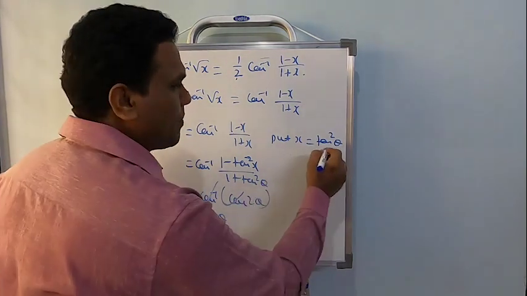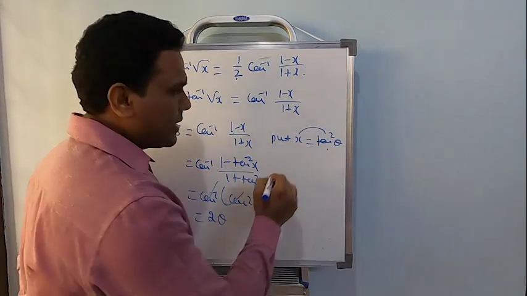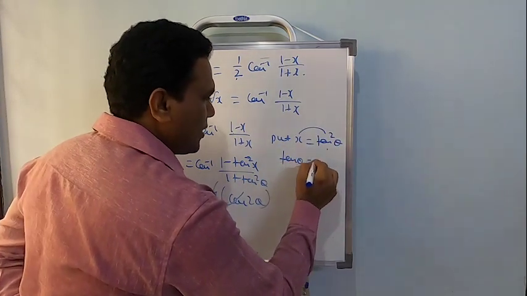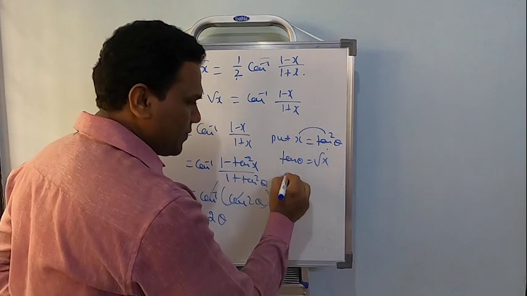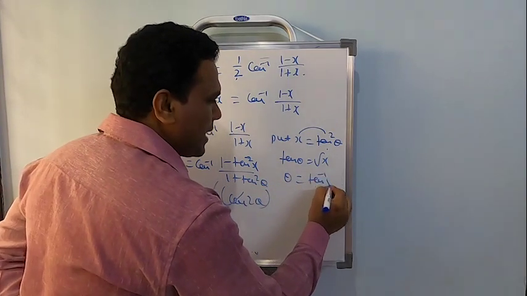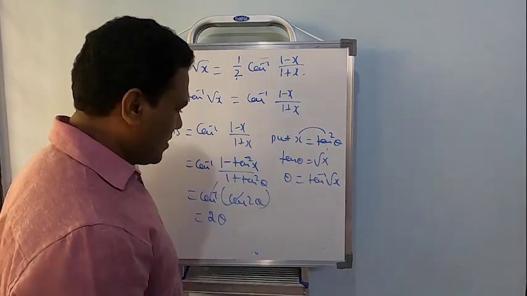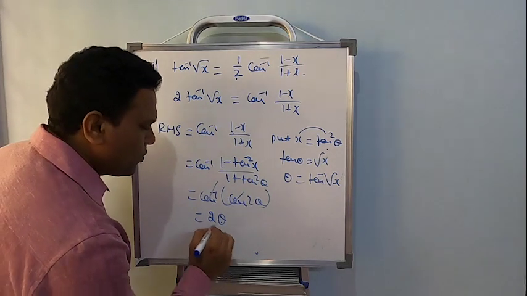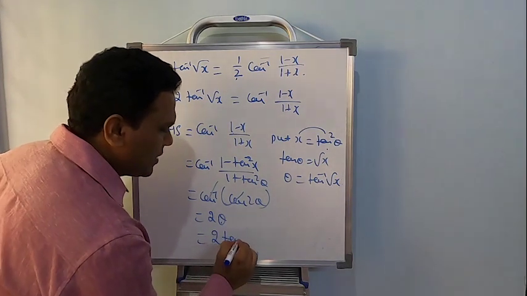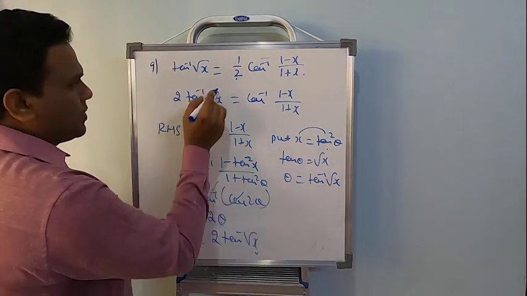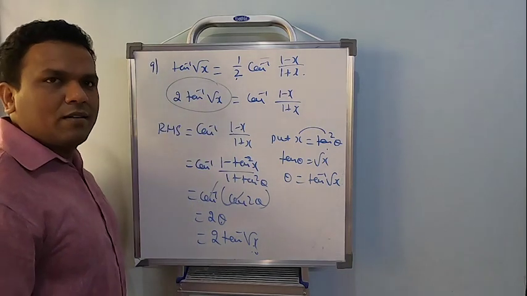What is theta? You have to come back here. First shift square to this side. Therefore tan theta equal to root x. Now shift tan. So theta equal to tan inverse of root x. Now look at the right hand side. 2 multiplied by theta. The value of theta is what we require, right?